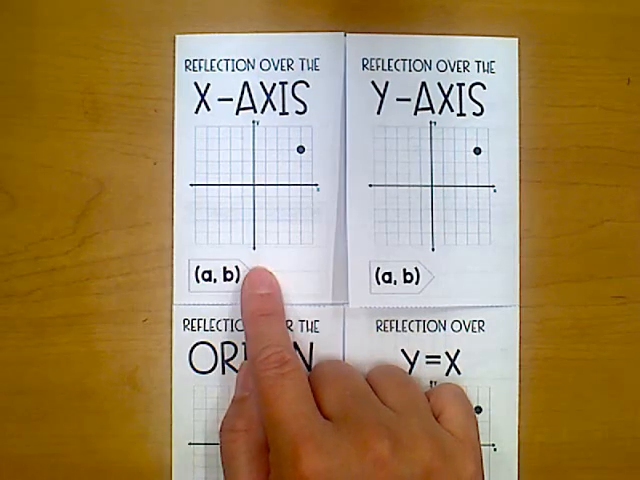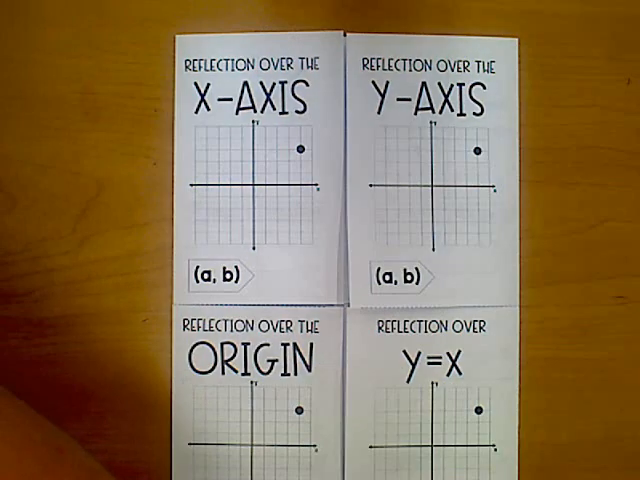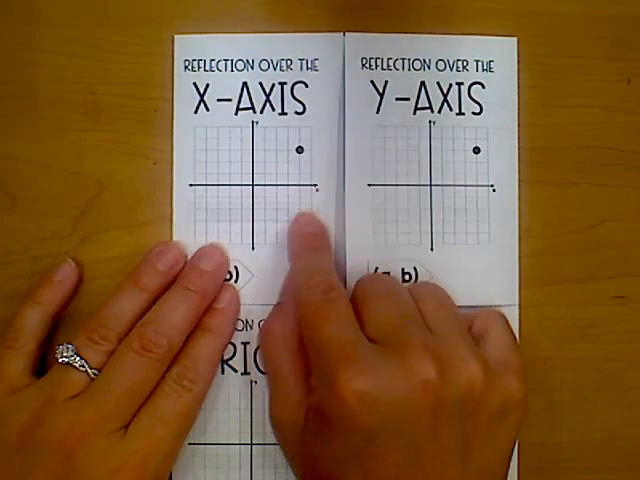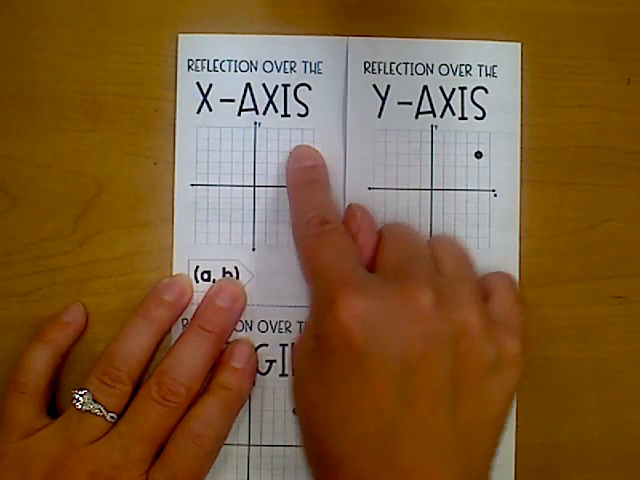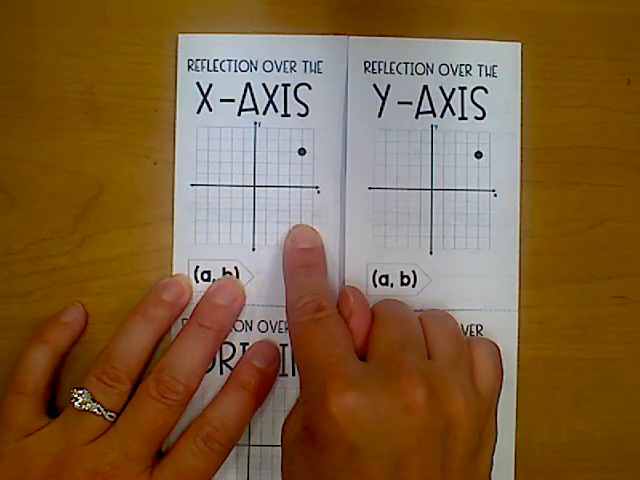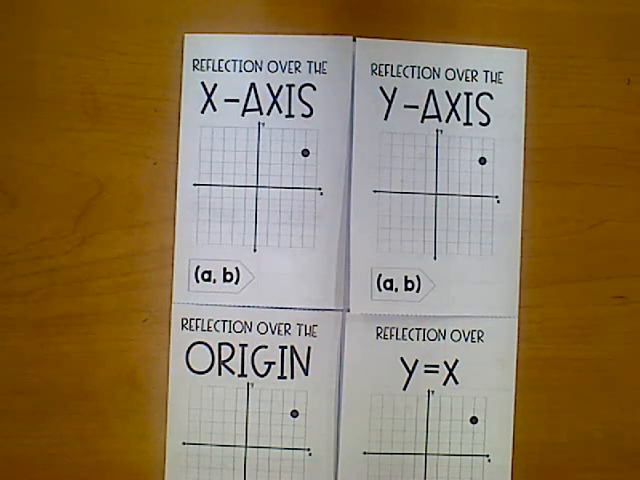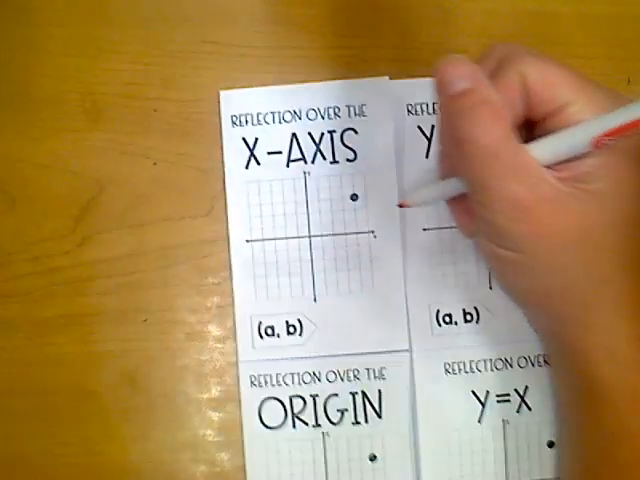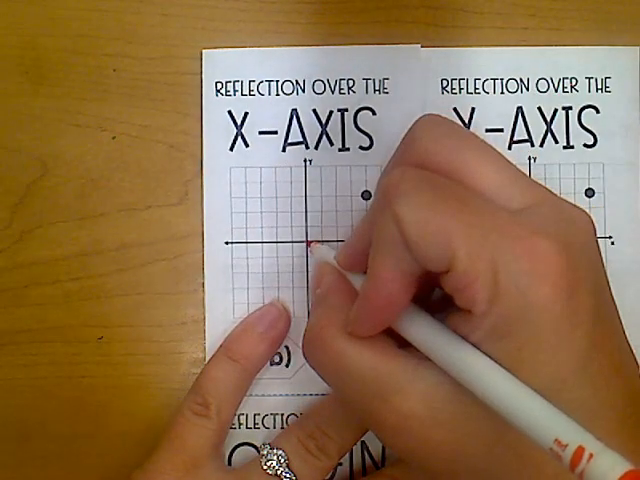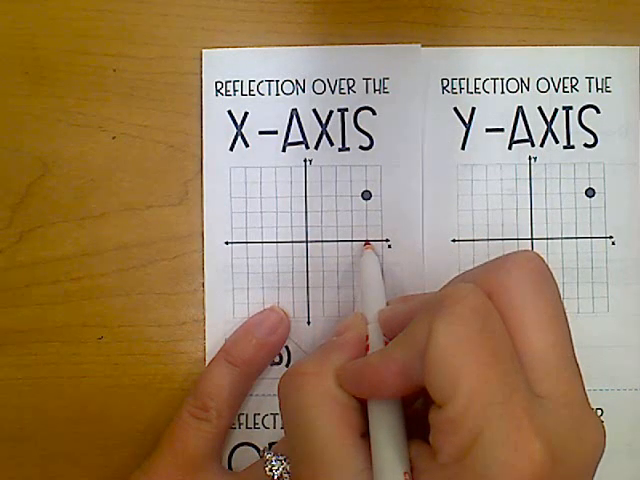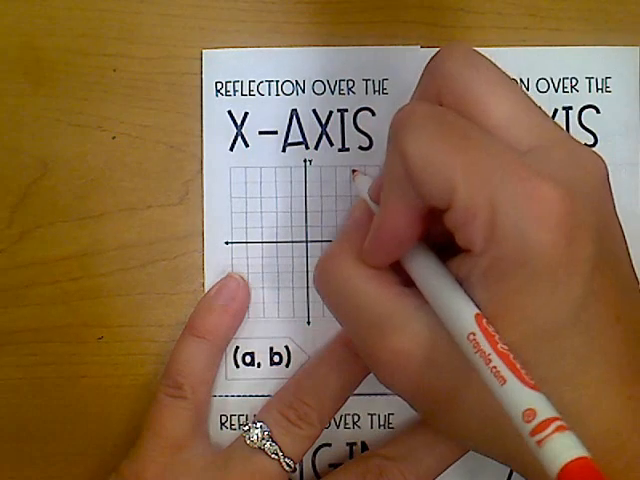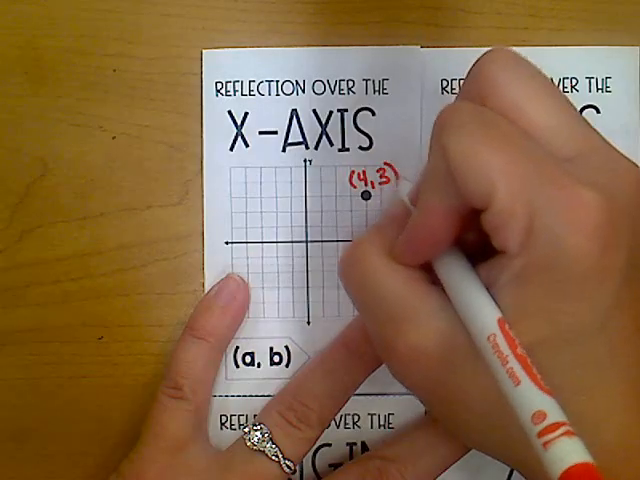When we're reflecting over our x-axis, it is important that we think about where the x-axis is. The x-axis is this line right here, which means we're going to make sure that when we reflect, we are crossing paths with that x-axis. I always like to use this example of going to the x-axis. Looking at this original point, if we count from the origin, starting from the middle, it's 1, 2, 3, 4 to the right, and 1, 2, 3 up. That means our ordered pair is (4, 3).